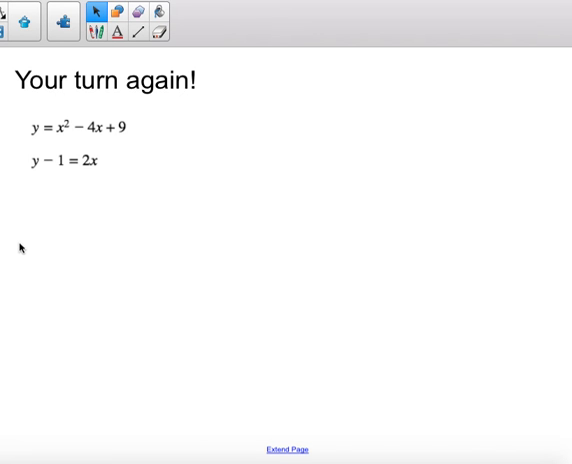And now try it one more time from the top. The system of equations is y equals x squared minus 4x plus 9, and y minus 1 equals 2x. Run through all four steps and find the solution or solutions to this system.